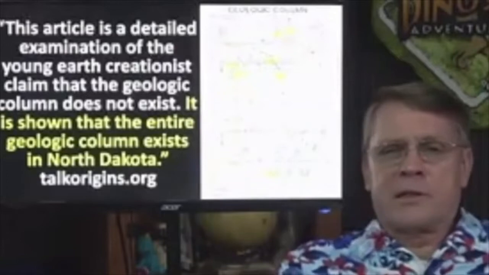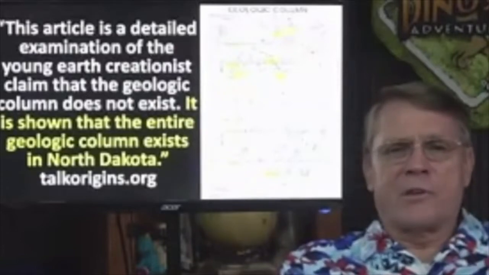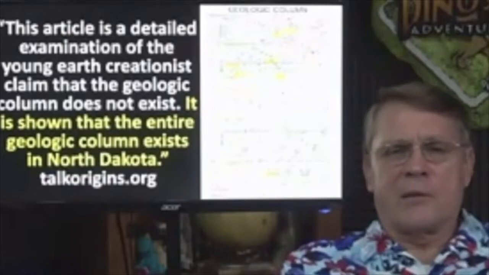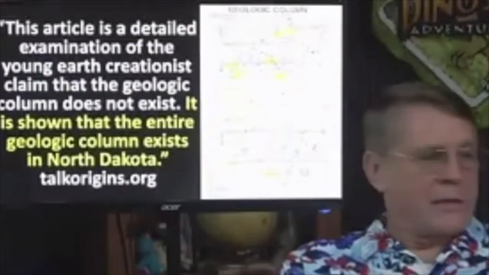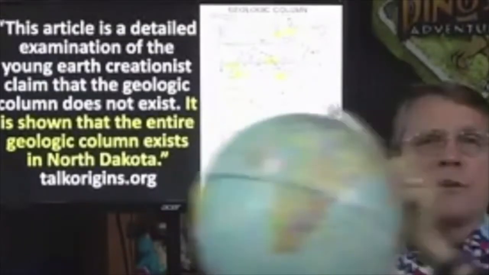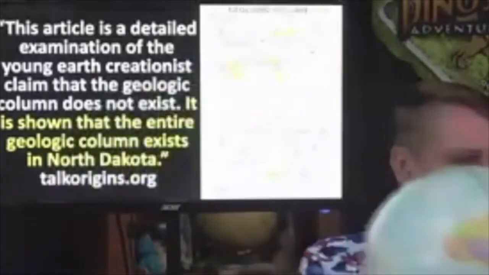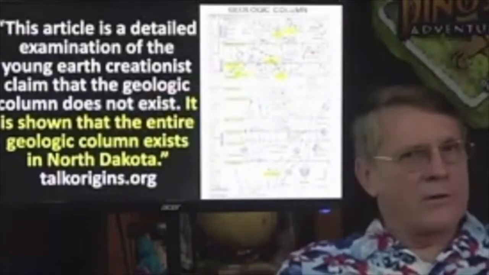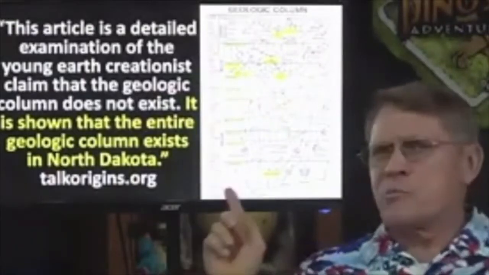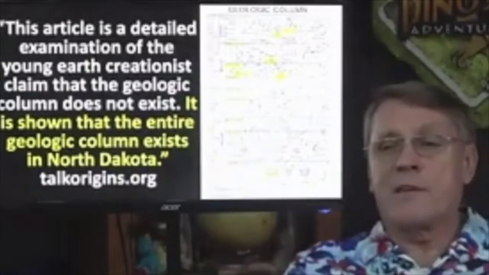So they said this article is a detailed examination of the young Earth creationist claim that the geologic column does not exist. It is shown that the entire geologic column exists in North Dakota. Oh, so they found one place on this giant world where they think the layers happen to be in that order. Of course, there's going to be some just through random shuffling. And again, I'd like to challenge, how did they decide what to call those layers? How did they decide this one is Mississippian, Devonian, Silurian? It's by the fossils.